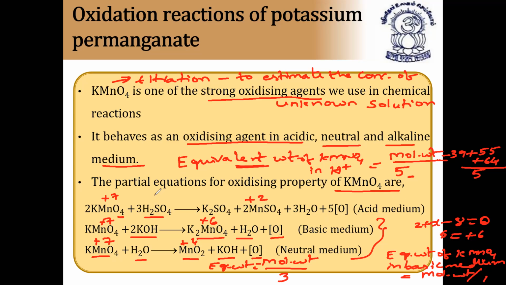So they will ask the equivalent weight concept, and here they will take this concept and apply it in basic concepts of chemistry. What is the equivalent weight of potassium permanganate in acidic medium? It is equal to molecular weight by 5. What is the equivalent weight of potassium permanganate in basic medium? It is equal to molecular weight by 1.